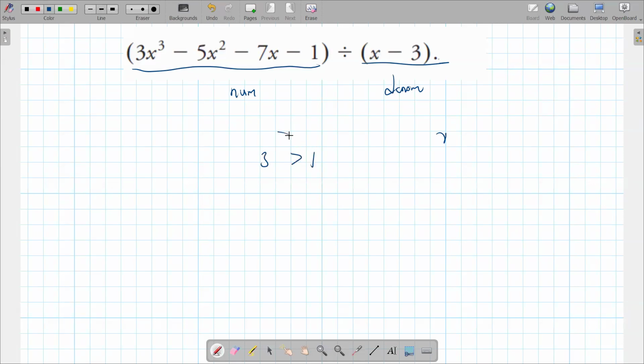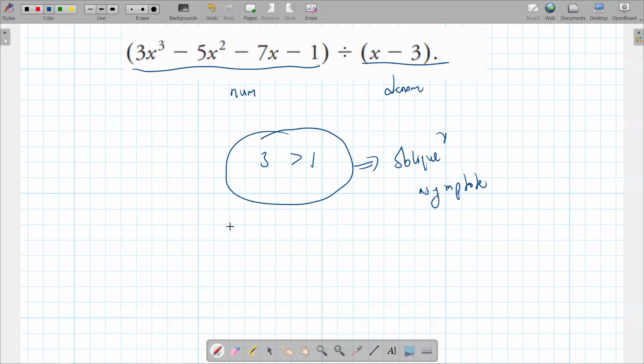1. When the degree in the numerator is bigger than the degree in the denominator, right? You have an oblique asymptote. You don't have a horizontal asymptote anymore. You still have a vertical asymptote at +3, but you no longer have a horizontal asymptote. You have something called an oblique asymptote. Oblique asymptote can be linear, can be quadratic. In this case, when you do 3/1, the asymptote itself is going to be quadratic.